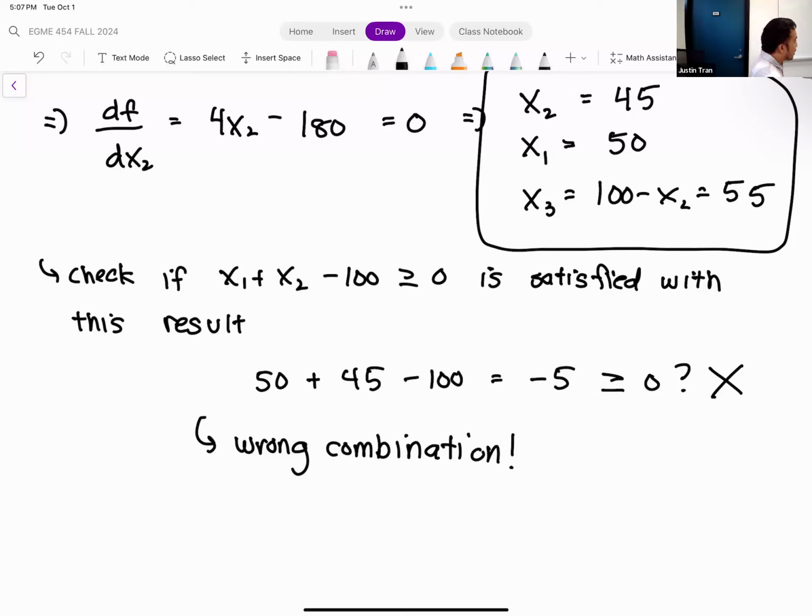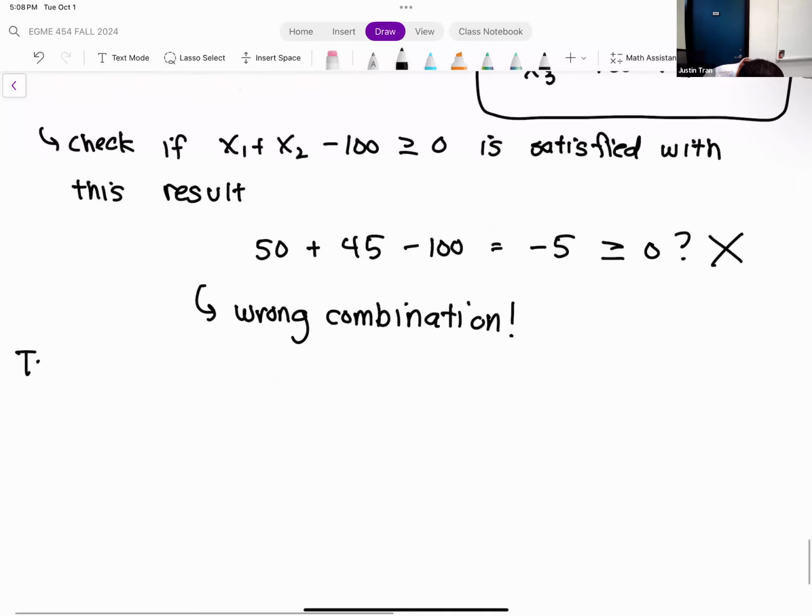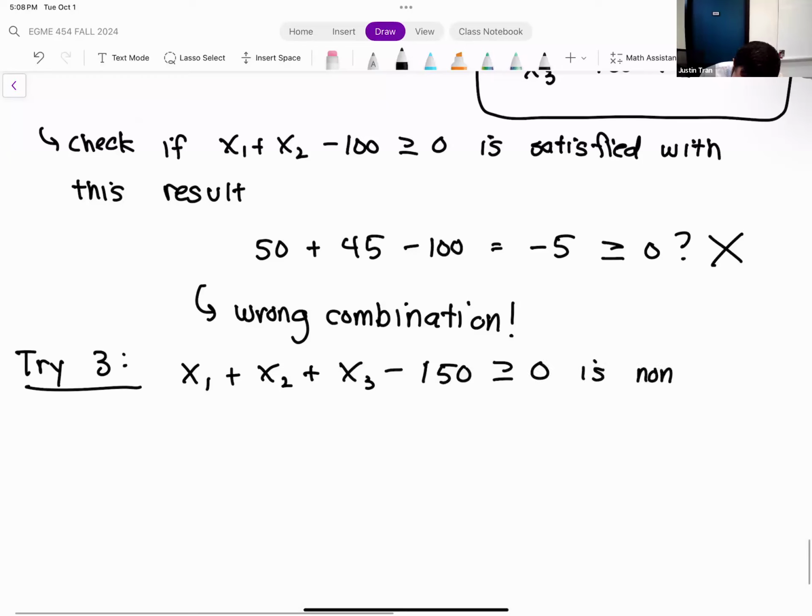All right, so of course, the next logical thing to try is to say that maybe the third constraint is non-binding. I'm not gonna put you through that torture, and so I'm just gonna tell you the result. So try 3, we're gonna set x1 plus x2 plus x3 minus 150 greater than or equal to 0. So we're going to assume this one is non-binding, so this is the one we're going to ignore.